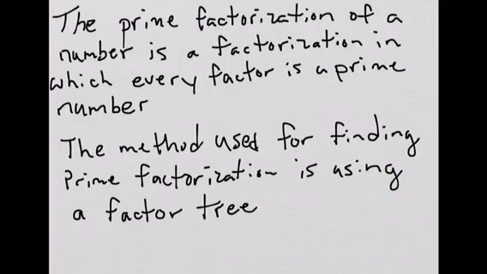Alright, so now we want to start looking at the prime factorization of numbers. So the prime factorization of a number is just the factorization in which every factor is a prime number. It just means we take a number, we break it down to where it's nothing but numbers that are multiplying together to give me the original number that we started with, and the numbers that we have are all prime. The method that we use for finding the prime factorization is called using the factor tree.